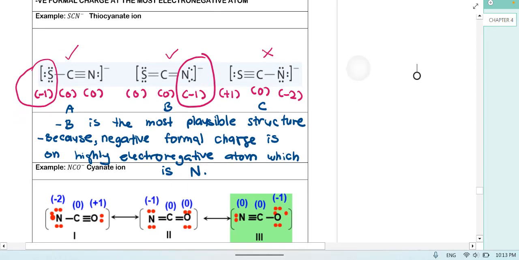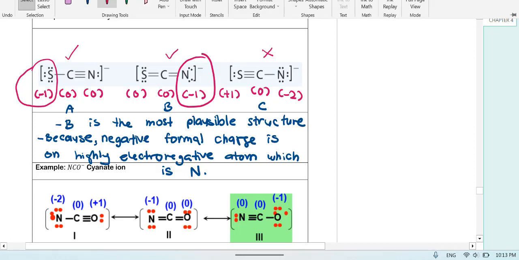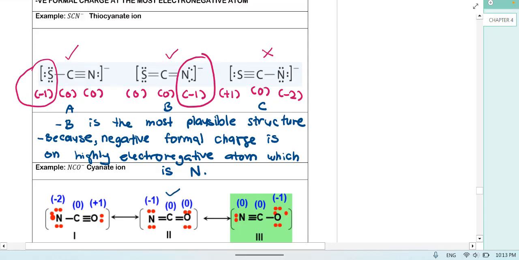Okay, another example. NCO minus. I already drew the Lewis structure along with formal charges. You need to find a molecule with more zero formal charge. This one we have 2, this one we have 2 atoms with zero formal charge. So we don't want to consider this one as the most plausible.